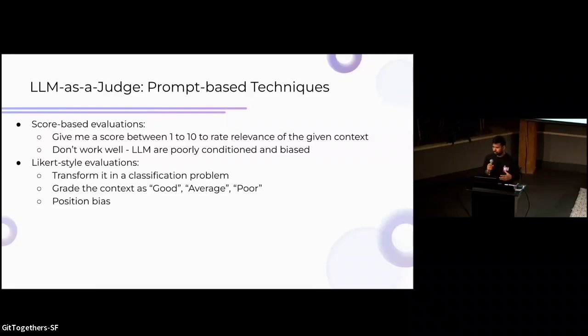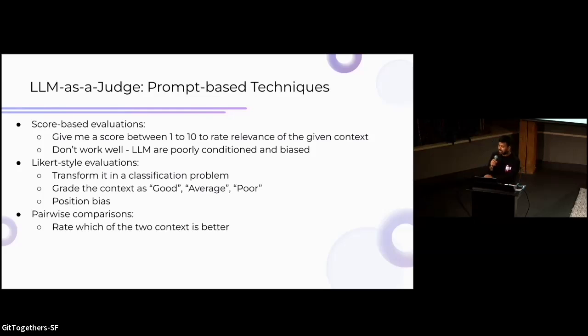This performs much better, because now it's a simpler problem statement, and the LLMs also have some examples and few shots to learn from. One issue which happens here is the position bias. Typically, if you put the definition of good at the top, the model is more likely to choose good as compared to the other two. Whereas if you put poor at the top, it's more likely to choose the one which is at the top. But again, this position bias can be managed in different ways.